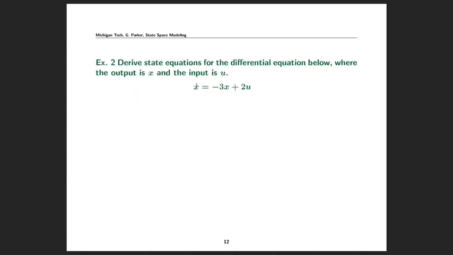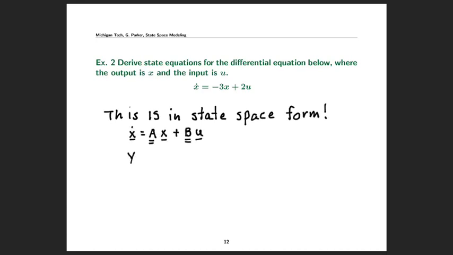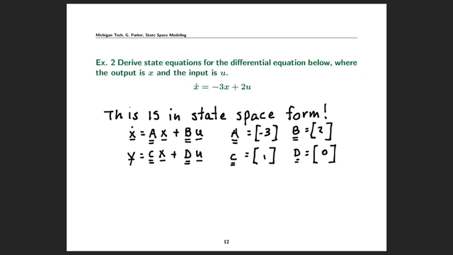Now here's one that often throws people for a loop. First order differential equation, x dot equals negative 3x plus 2u. The tricky thing is that this thing is already in state space form. All you have to do is pull out the A, B, C, and D. They're just equal to a bunch of scalars. There's the A and the B, and if my output is x, that's just 1.